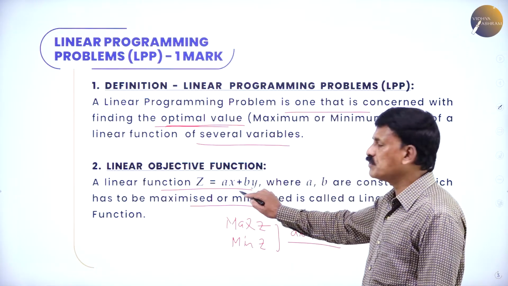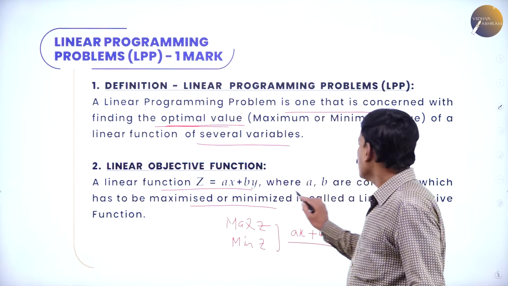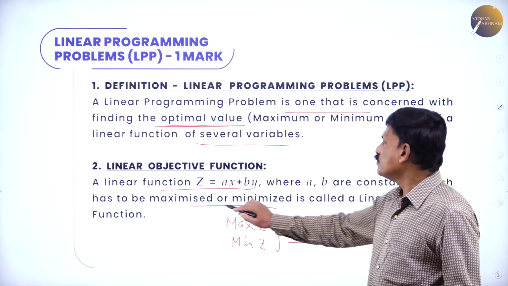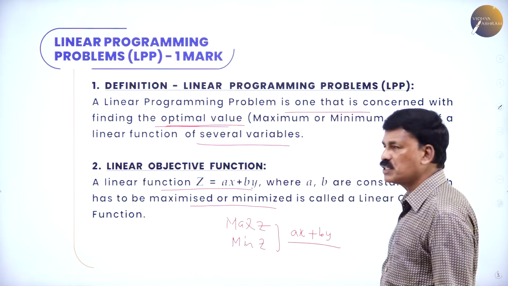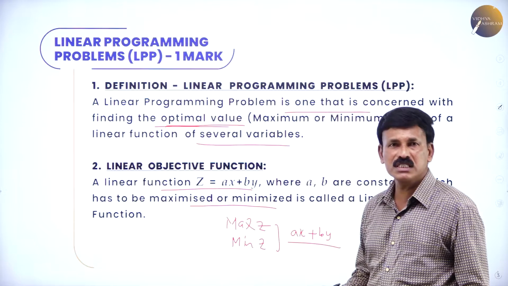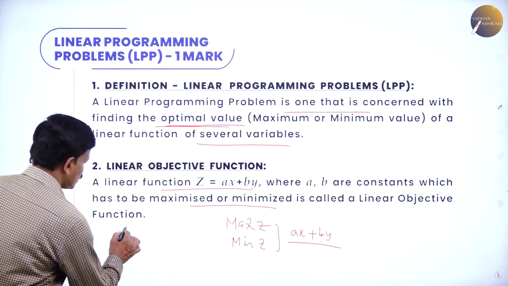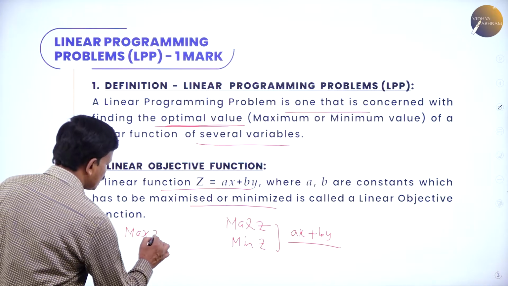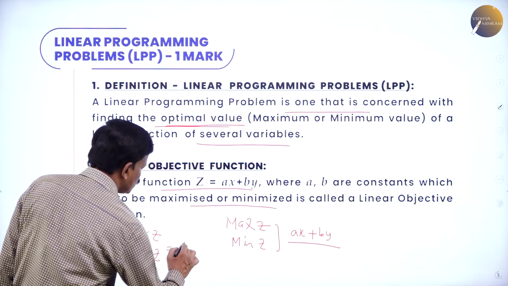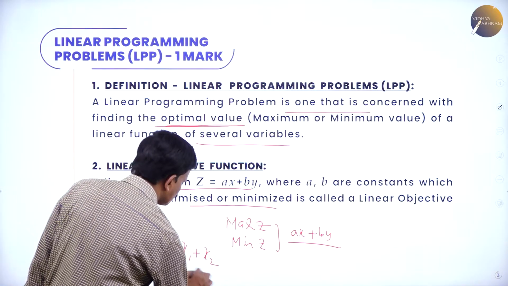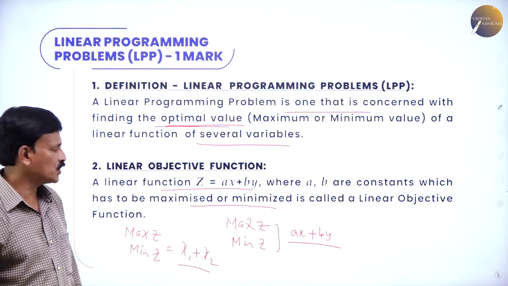Now, linear objective function: any equation of the form z equals ax plus by, where a and b are constants, which is to be maximized or minimized, is called the linear objective function. Here x and y are called the decision variables. Sometimes we can also write the equations in the form of max z or min z equals x1 plus x2, in terms of the linear decision variables x1 and x2.